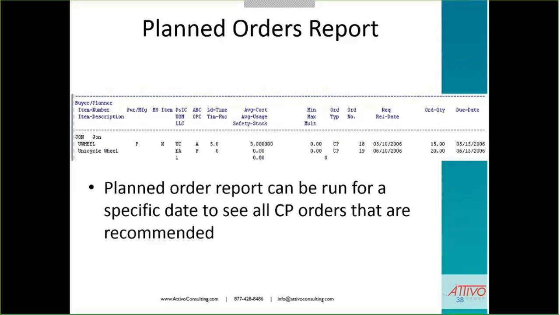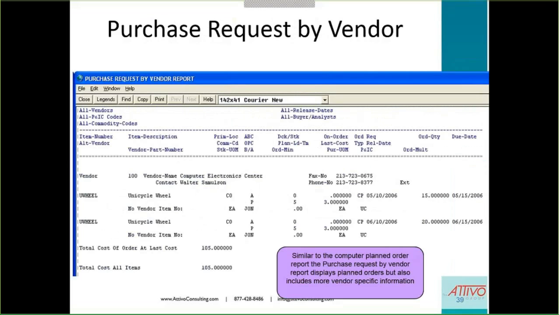One of the outputs is the planned orders report. This can be run for just manufactured items or just purchased items, along with other filters such as date range and so forth. And the purchase request by vendor report is kind of similar to the computer planned order report, but it displays the orders in vendor sequence and includes a little more vendor-specific information, like the contact information and the phone number and just silly things like that that make your job a little bit easier.